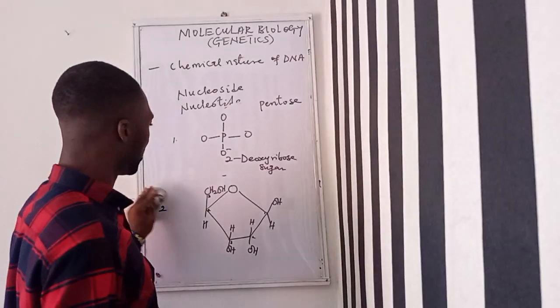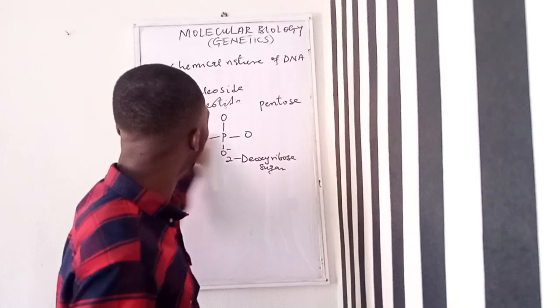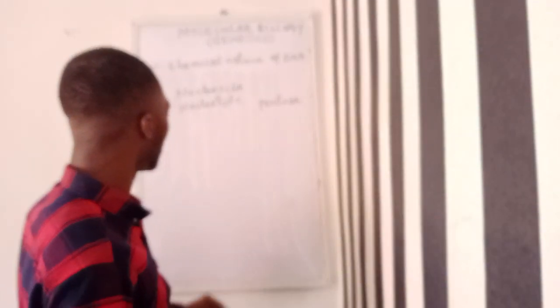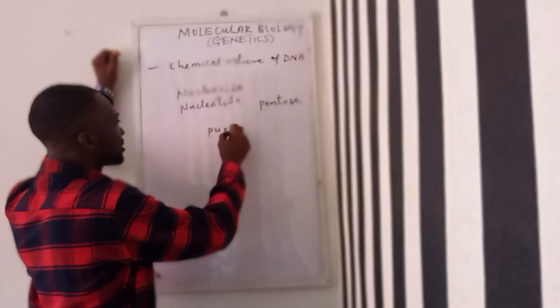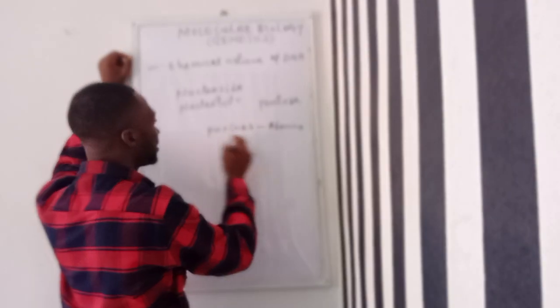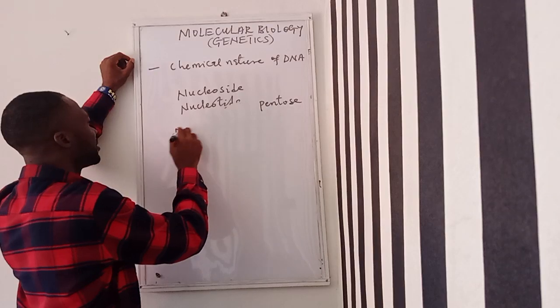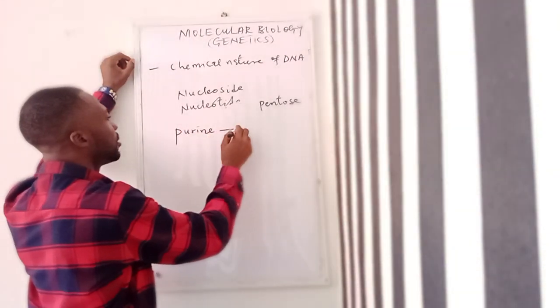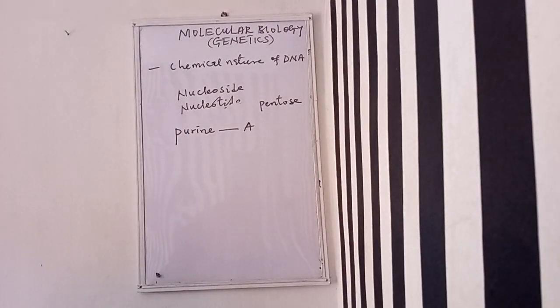Then the base. Let's now discuss the base. The base, like we said, the nitrogenous bases. We have two different types of the nitrogenous bases. We have the purines, which is made up of adenine and guanine. I hope you can see what I'm writing. Okay, you can see it.